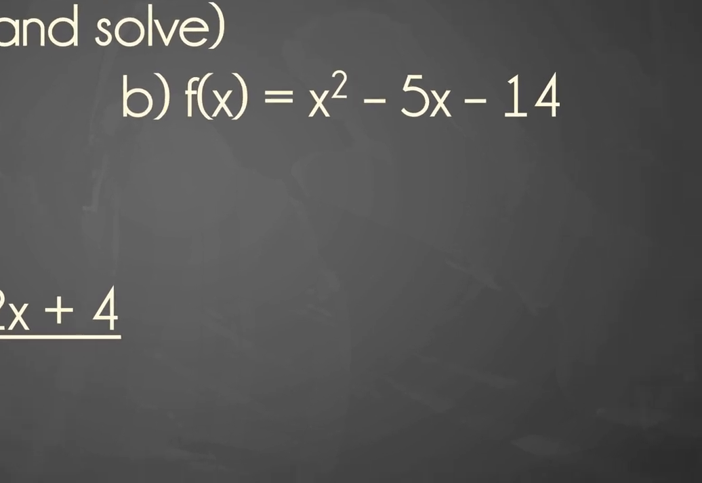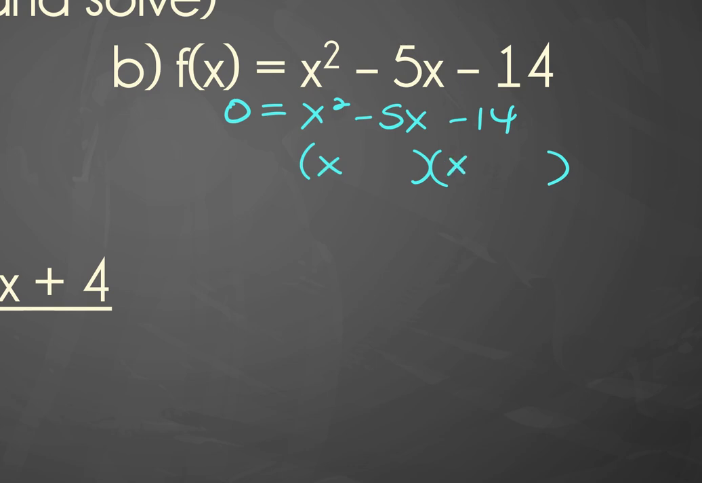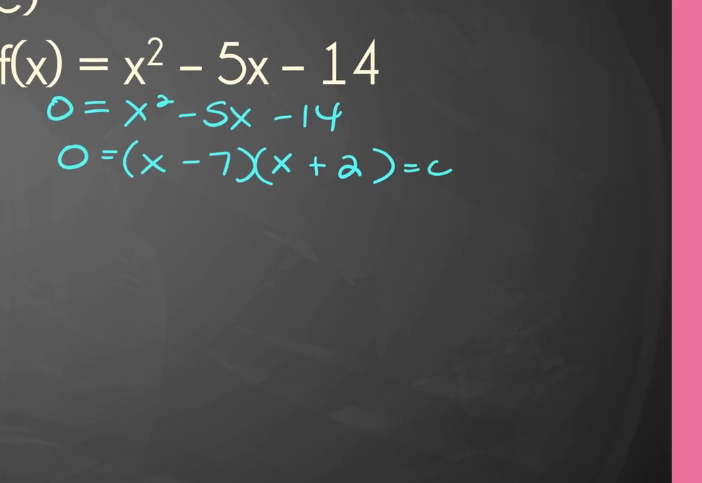All right, go to B. Start the same way. Replace f of x with 0. And then as soon as you see an x squared and an x, that's your indication you're going to have to do what? Good. I'm going to factor. What are the factors of negative 14 that sum to negative 5? Negative 7, positive 2. And then I split and solve. And I get x equals 7 and x equals negative 2.